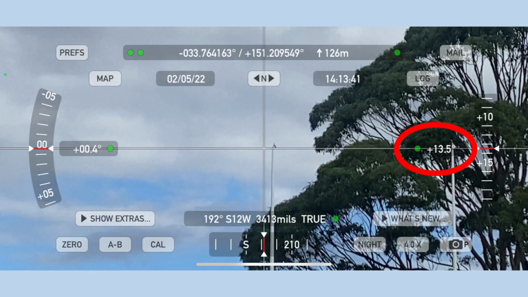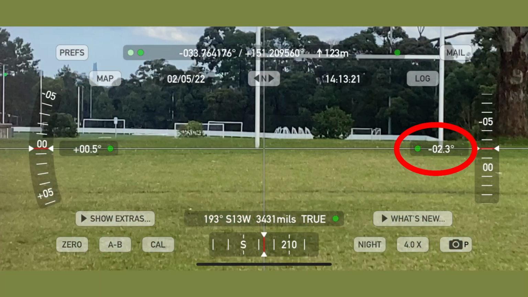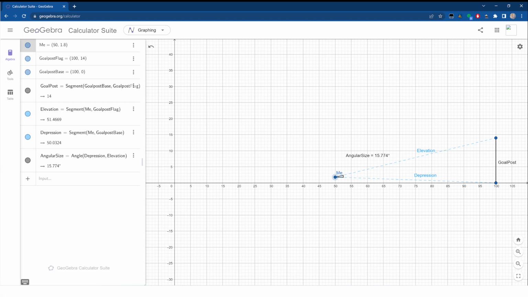So let's try position C, which is the halfway line, so 50 meters from the goalpost. I measured an elevation angle of 13.5 degrees and a depression angle of 2.3 degrees, which makes a total of 15.8 degrees. And what do you know? If we set the observer in GeoGebra at the 50 meter line, we also get an angular size of 15.8 degrees. Again, keeping the height of the goalposts fixed at 14 meters.